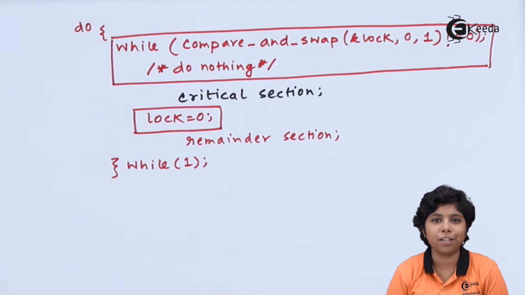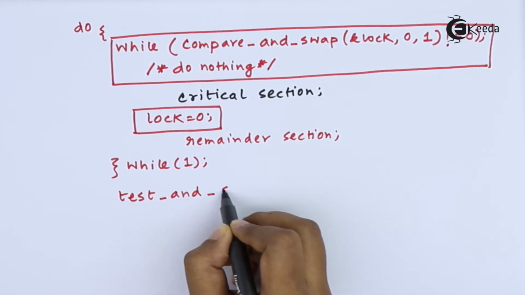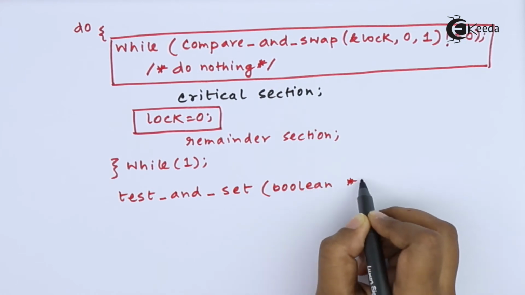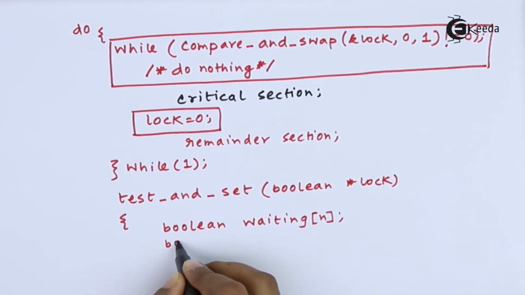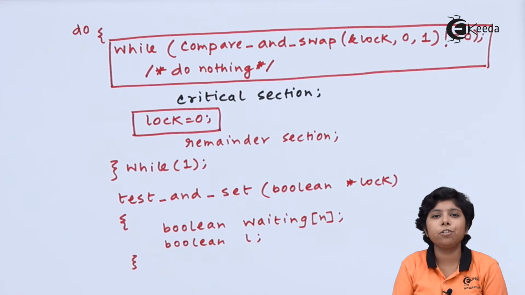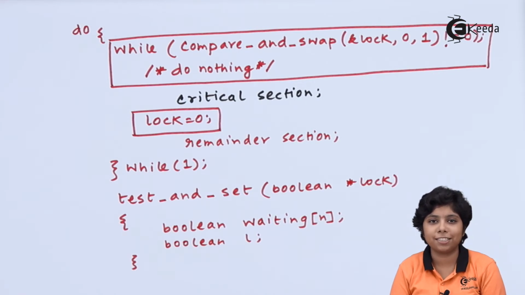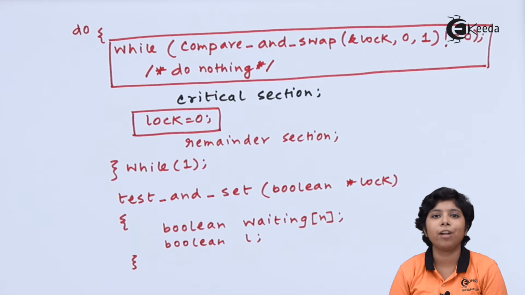So here in the test and set definition, we are sharing the following data structures. These are the two data items that are shared while using the test and set function. The first one, used for n processes, is a Boolean array named waiting. This waiting Boolean array stores the processes waiting to enter the critical section. And the next local variable, Boolean key, is used to determine whether a process is allowed to enter its critical section or not.